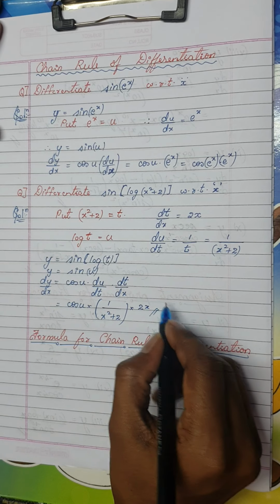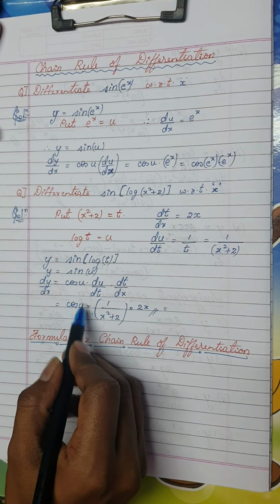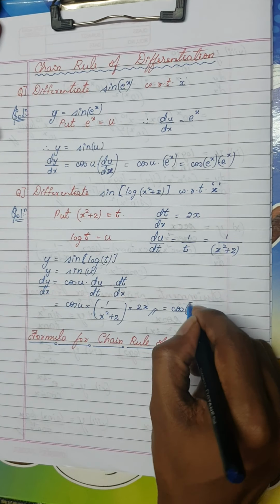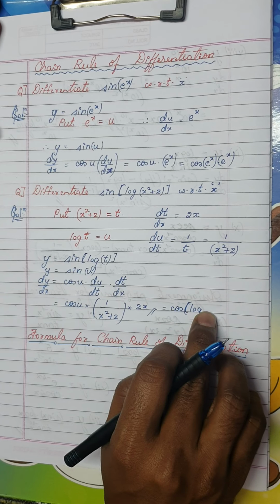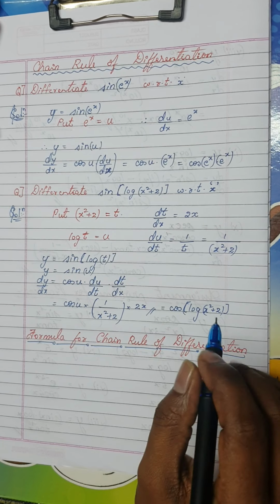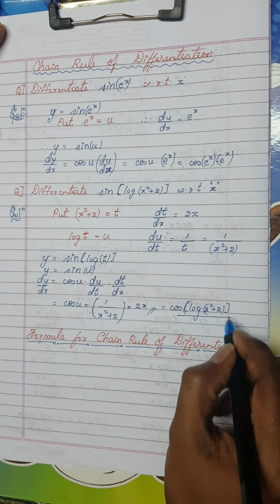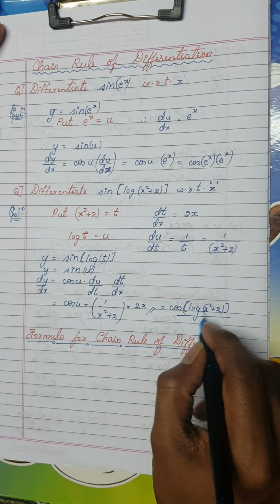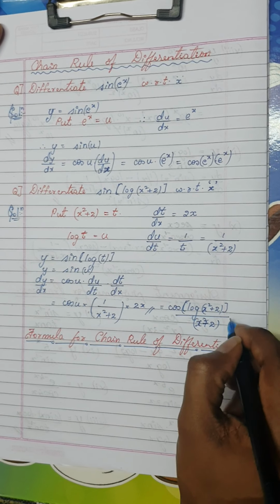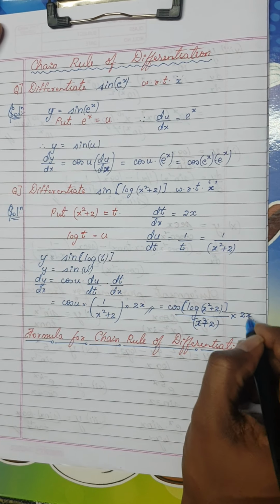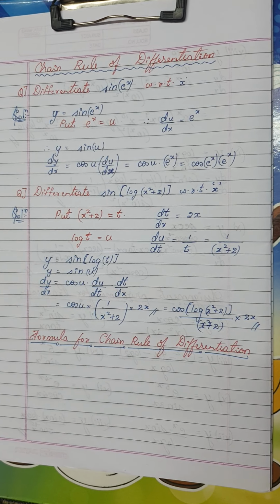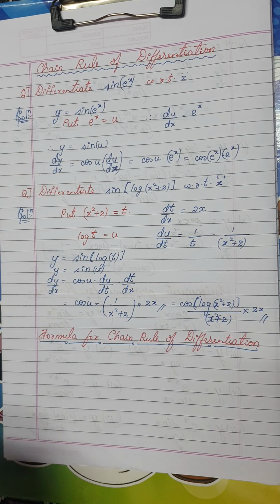Similarly here, I have cos u, so cos u is cos of what u actually is, log of t. Again you cannot keep it as t, it should be replaced as x square plus 2, into 1 divided by x square plus 2, into 2x. So this is the derivative completely in terms of x. Now we are going to see the formula way of finding the differentiation for the chain rule.